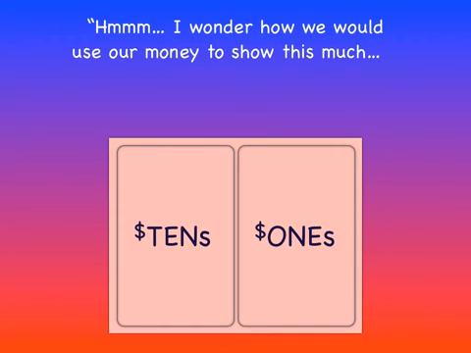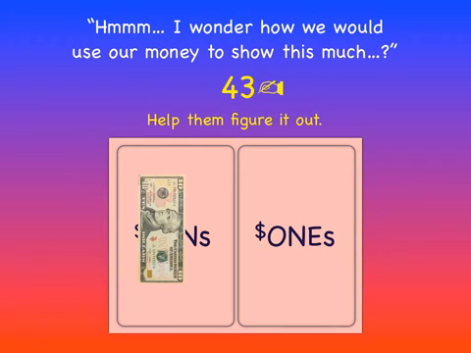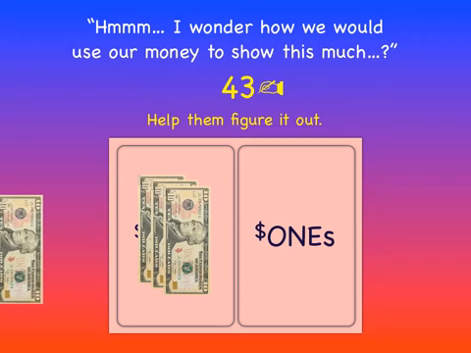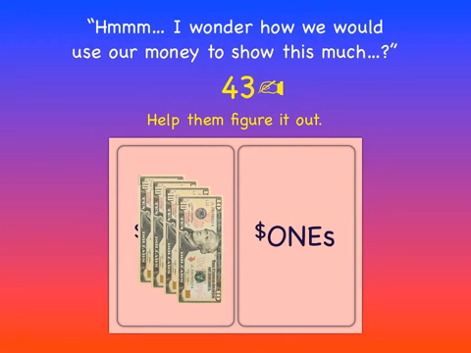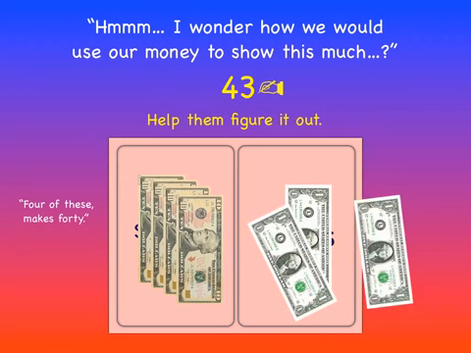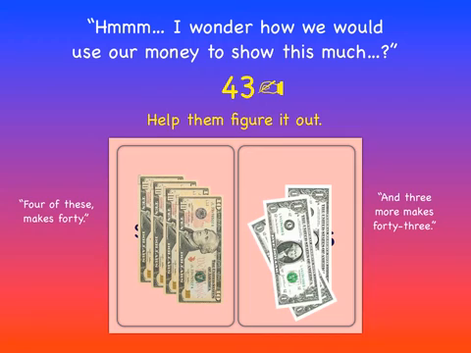I wonder how we would use our money to show this much. You write a 43. Help them figure it out. Well, let's see. We need some tens. How many tens do we need? 1, 2, 3, 4 of them. That makes 40. 43. That'd be 4 of these makes 40. 1, 2, 3. And 3 more makes 43. All right.